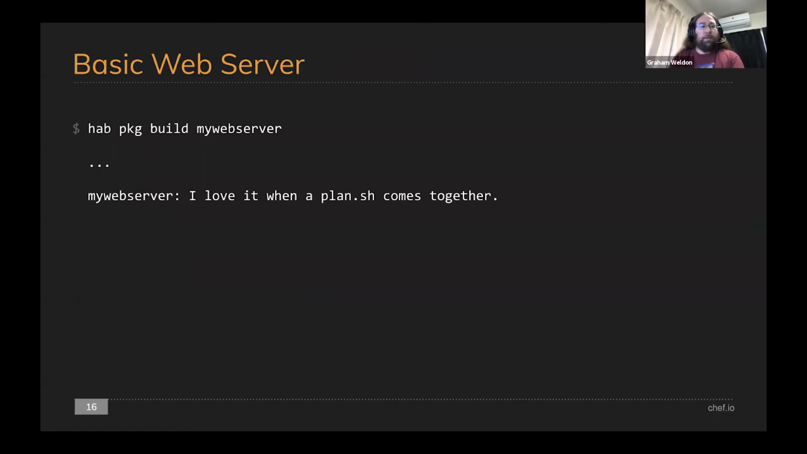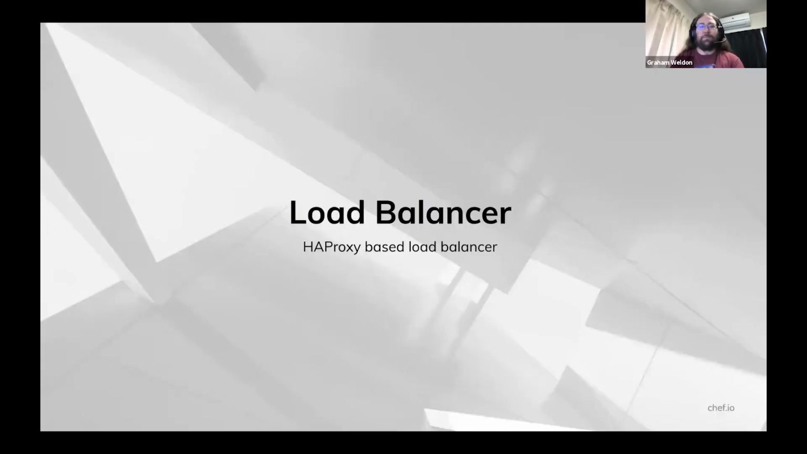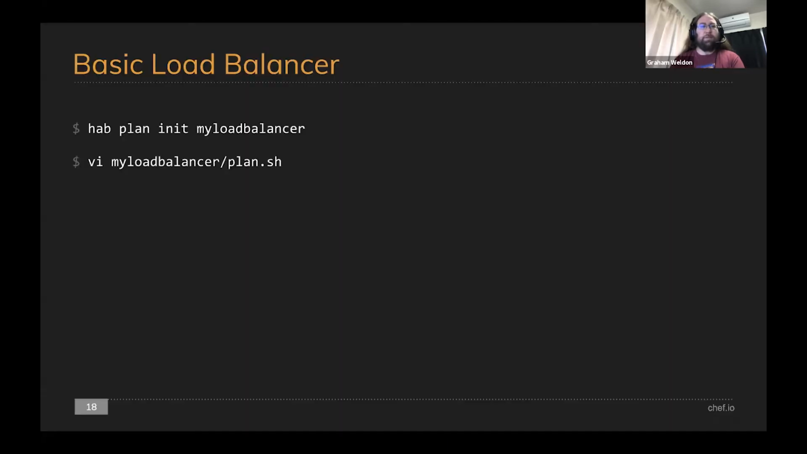Once you've written the plan, hab pkg build my web server will build the artifact and allow you to run it. We'll run through these practical examples in a moment, but I'll run through the plans first. The next piece of this example that we're going to be working with is the load balancer, and an HAProxy based load balancer is what we'll be using.